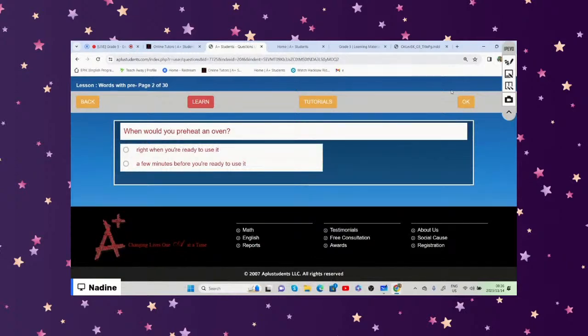When would you preheat an oven? Preheat. When would you preheat an oven? Is it right when you're ready to use it or a few minutes before you're ready to use it? So, right when you're ready to use it or a few minutes before you are ready to use it. This is now when would you preheat an oven? Preheat.